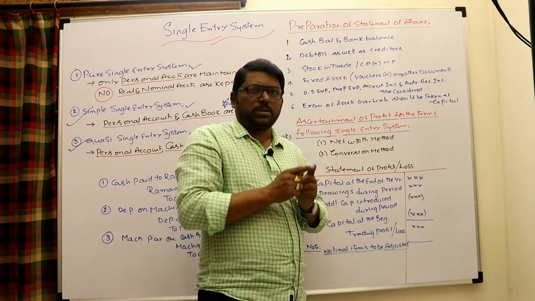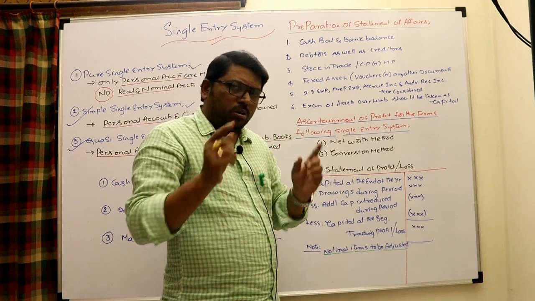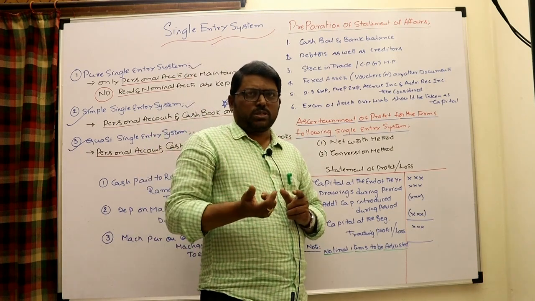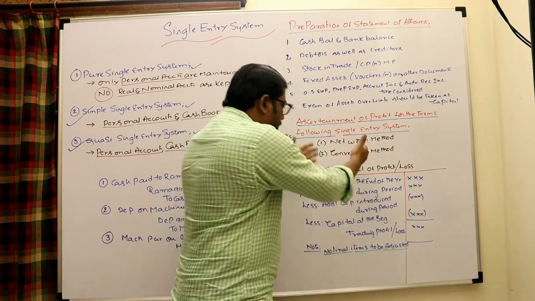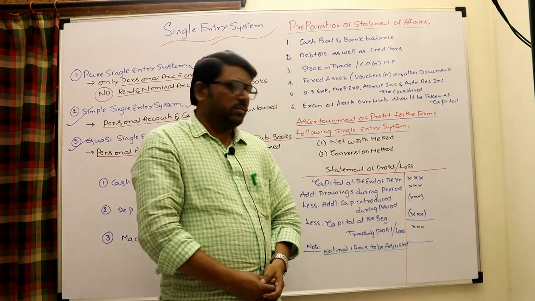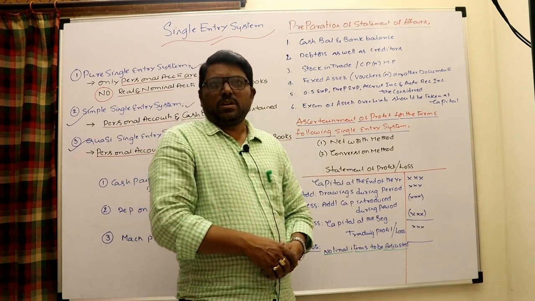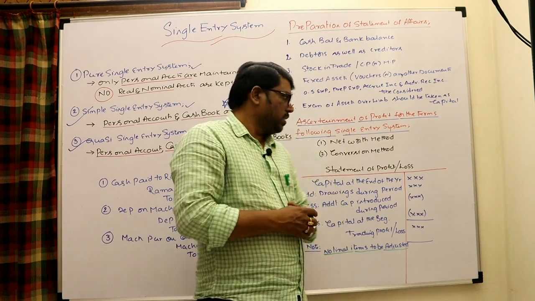I can prepare the opening statement of affairs and find out the capital in the beginning. I can also prepare a statement of affairs at the end and find out the closing capital. When I know the closing capital and opening capital, I can prepare simply this statement of profit. First, I take the capital at the end, the closing capital. I can compare opening and closing capital. The difference, I would like to say, is profit.